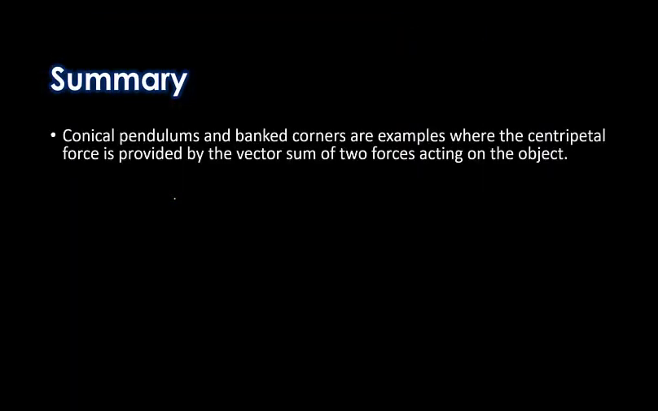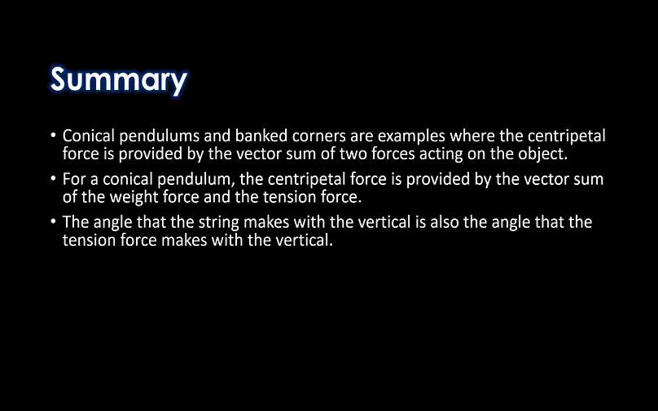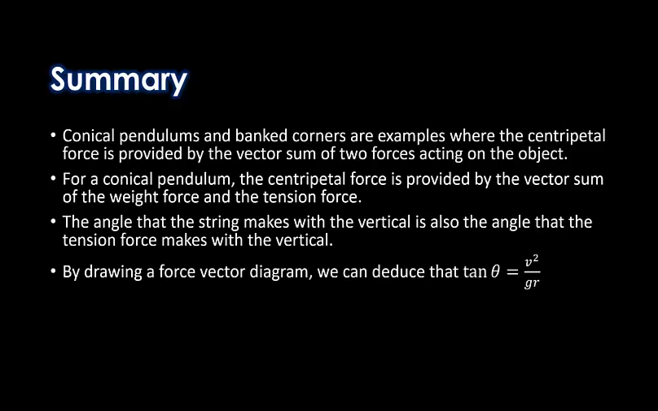Okay, so just to summarize what we've gone through in this video, conical pendulums and banked corners are examples where the centripetal force is provided by the vector sum of two forces acting on the object. For a conical pendulum, the centripetal force is provided by the vector sum of the weight force and the tension force. The angle that the string makes with the vertical is also the angle that the tension force makes with the vertical. By drawing a force vector diagram, we can deduce that tan theta will be equal to v squared over gr.